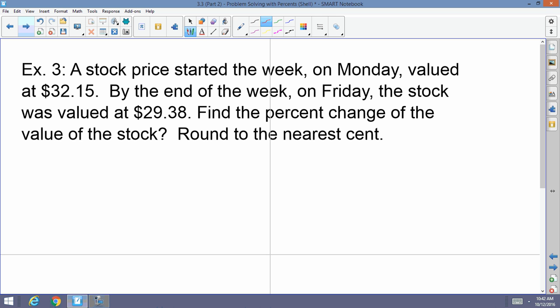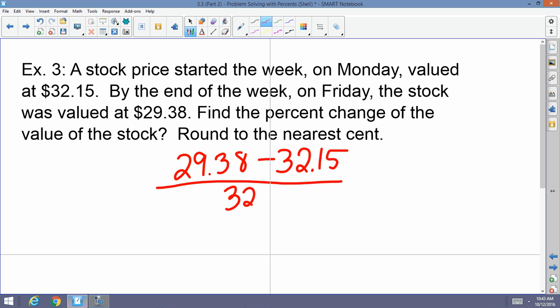Okay. What do I do? New minus old. Think about it. Who's newer, Monday or Friday? If I'm already in the weekend, Friday is the newest day, right? So it's going to be 29.38, new, minus old, 32.15, divided by old, 32.15. And of course, times 100.